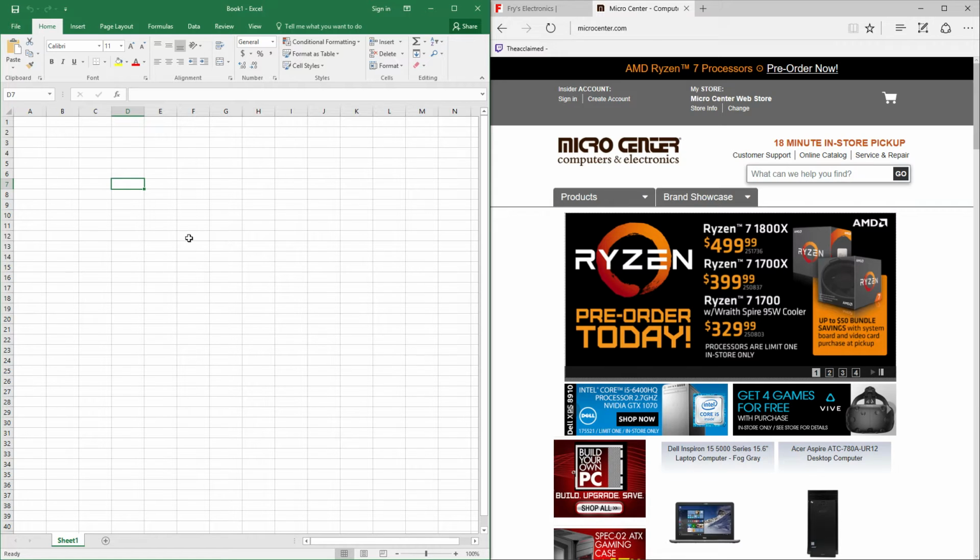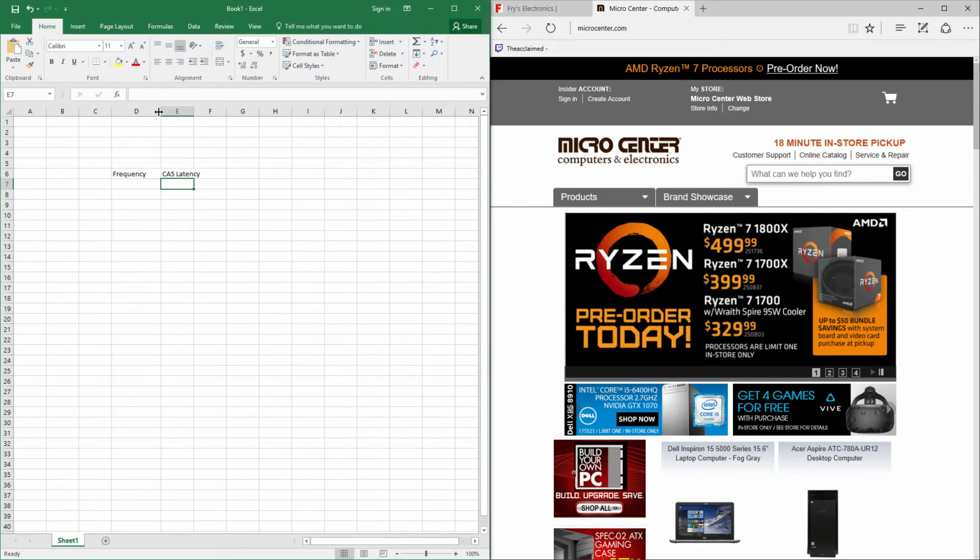Some of them are saying that Ryzen is latency heavy, or AMD CPUs are more sensitive to better latency as opposed to higher frequency. So we'll make a little table here, comparing frequency and timings, or we'll just say latency. So you could think of the frequency as the number in megahertz.